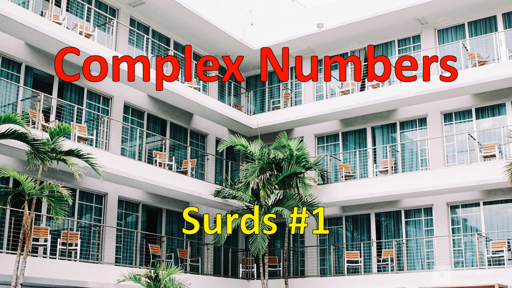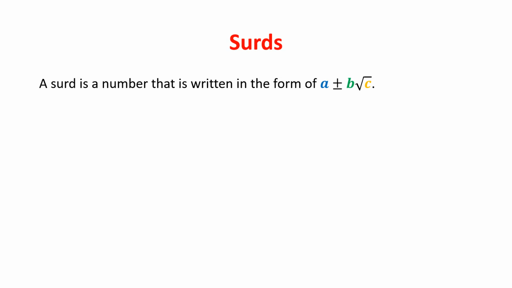Hi, welcome to our next complex numbers video. We're going to start talking about surds. A surd is a number that can be written in the form a plus or minus b times the square root of c. For example, 5 plus 4 times the square root of 6 is written in this form.